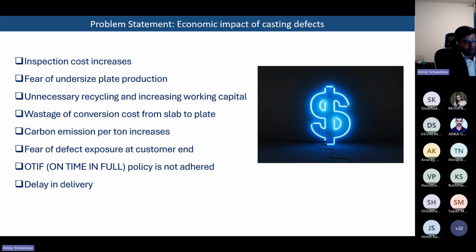Then fear of defect exposure at the customer. This is a big problem. Suppose you sell some wire rod to the customer, and the customer finds that your wire rod has a lot of cracks. Your reputation will be at stake, and will deteriorate, because the customer will find out, okay, this company has a lot of defects, so it is risky to buy anything from them, because it is not possible to inspect 100%.